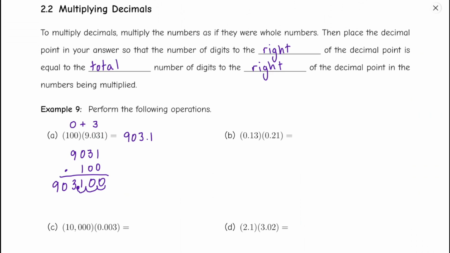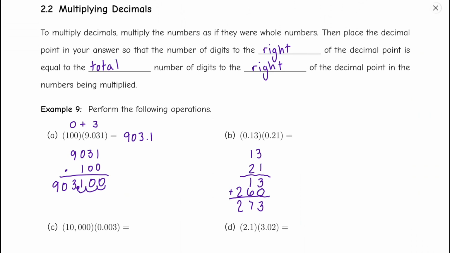B, 0.13 times 0.21. So again, I'm just going to think of this as 13 times 21. 1 times 3, 1 times 1, placeholder 0, 2 times 3, 2 times 1, add these together, get 3, 7, 2.